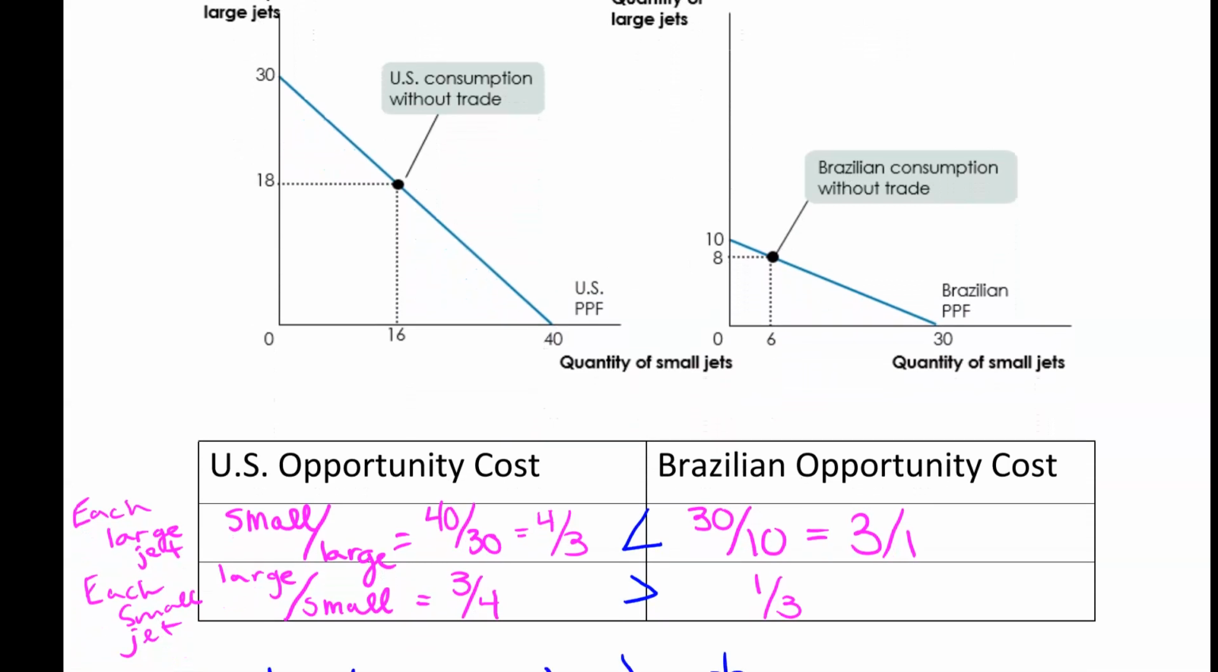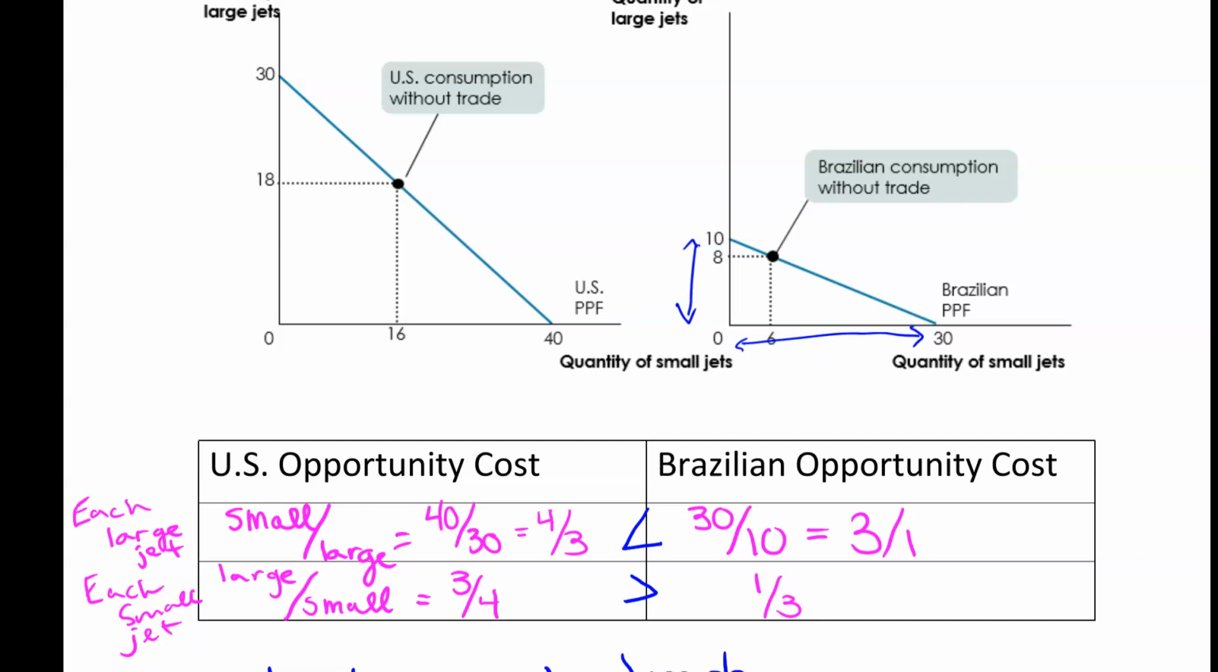So the opportunity cost of large jets, I'm going to have that 40, the change in my small jets divided by the 30, right? And I'll get 4/3. And then for the other, the change in our small jets would be from 30 to 0, right? We're looking right here. And the change in our large jets would be from 10 to 0. So we've got 30 divided by 10. Brazil has a larger opportunity cost there.